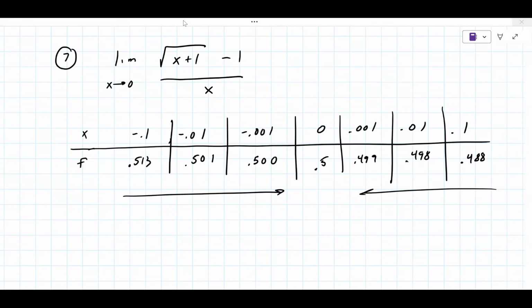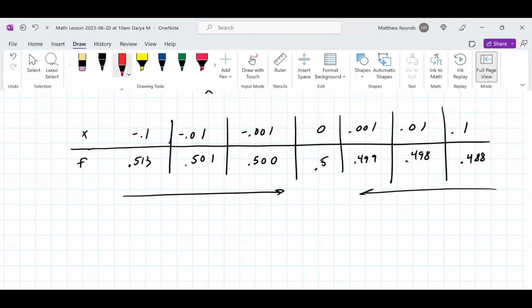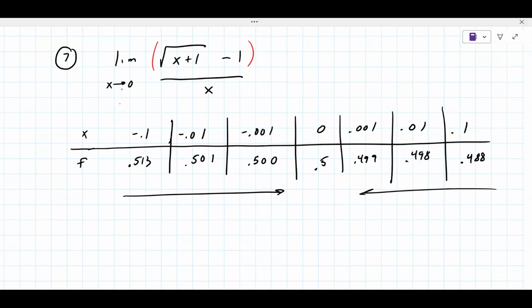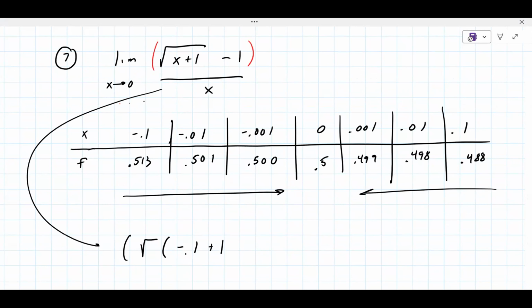So first thing you have to remember is that there's really what's called implied parentheses in the numerator and denominator, but there's nothing in the denominator. So the way that you would enter this in the calculator is parentheses, square root, that comes with a parentheses. Minus 0.1 plus 1, close parentheses. So that ends this part. Minus 1, close parentheses. That ends the numerator, slash minus 0.1. So you want to give that a try, please?